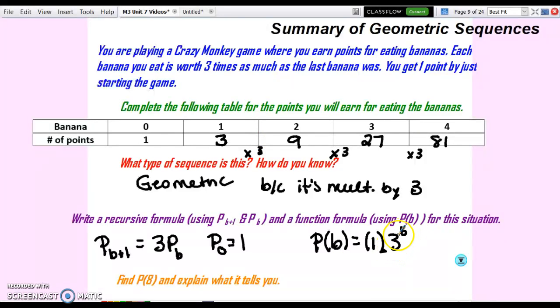Again, please always check if your formula works for your table. That way, when they want p of 8, I can just plug it into this formula and feel confident it will work. Well, that would be 1 times 3 to the 8th. And one moment while I calculate that here. It's going to be a large number of points. 3 to the 8th power times 1 gives us 6,561 points. We are rocking it. That would mean that if I ate on the 8th banana, it would be worth that many points.